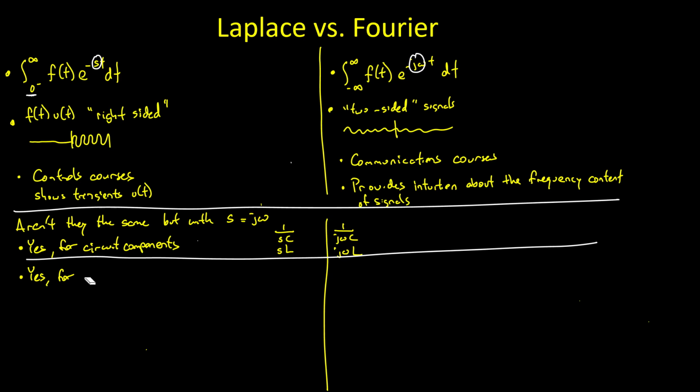Yes, for most right-sided signals. So as an example, an impulse in the time domain has a Laplace transform of 1 and a Fourier transform of 1. Similarly, an e to the minus 2t u of t has a Laplace transform of 1 over s plus 2, or a Fourier transform of 1 over j omega plus 2.